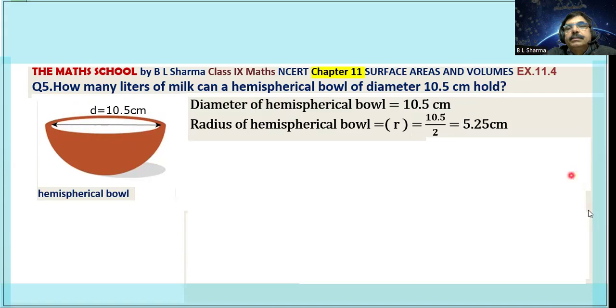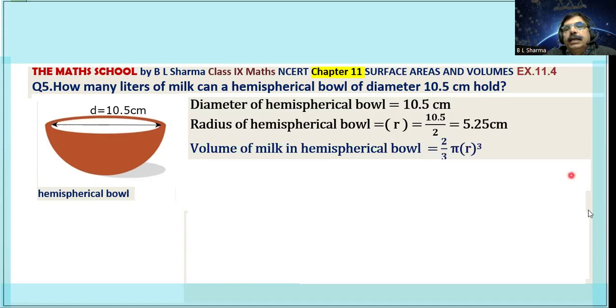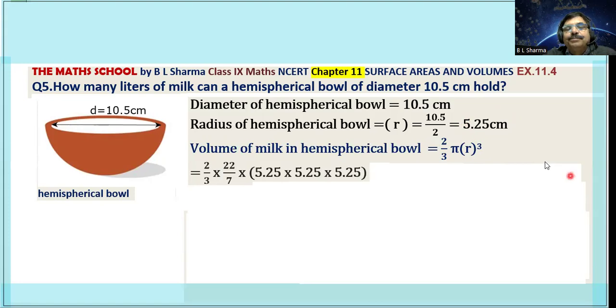that is 5.25 centimeter. Now we have to calculate the volume of it. The volume of a hemisphere is given by 2 upon 3 pi r cube. In place of radius, we can put 5.25. So 2 upon 3 as it is, in place of pi, 22 by 7, in place of r, that is 5.25, 3 times: 5.25 into 5.25 into 5.25.